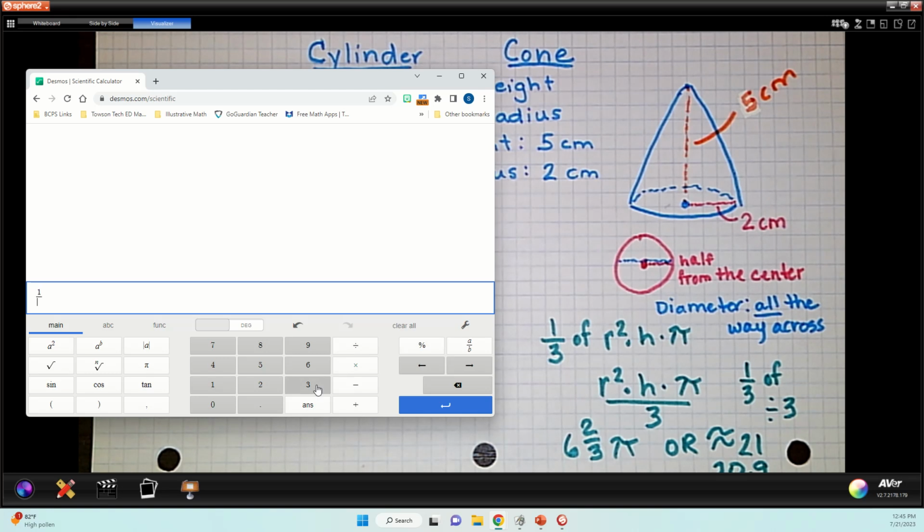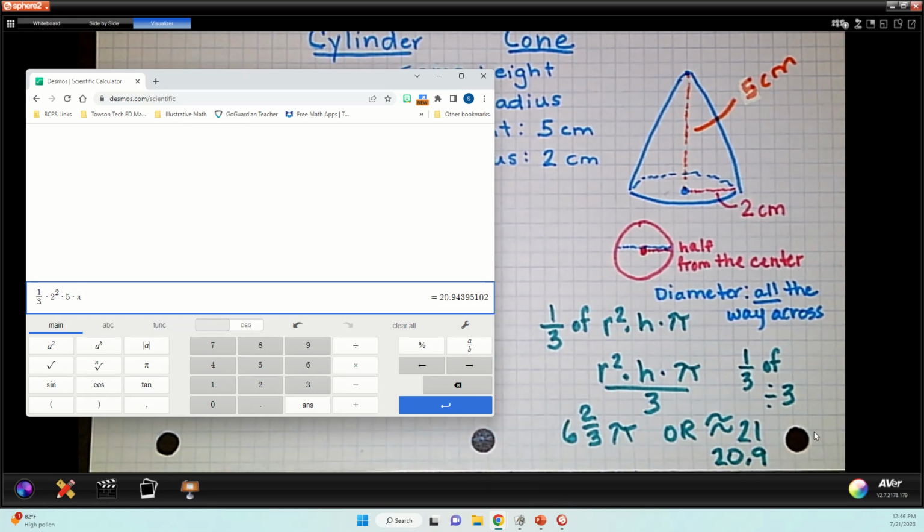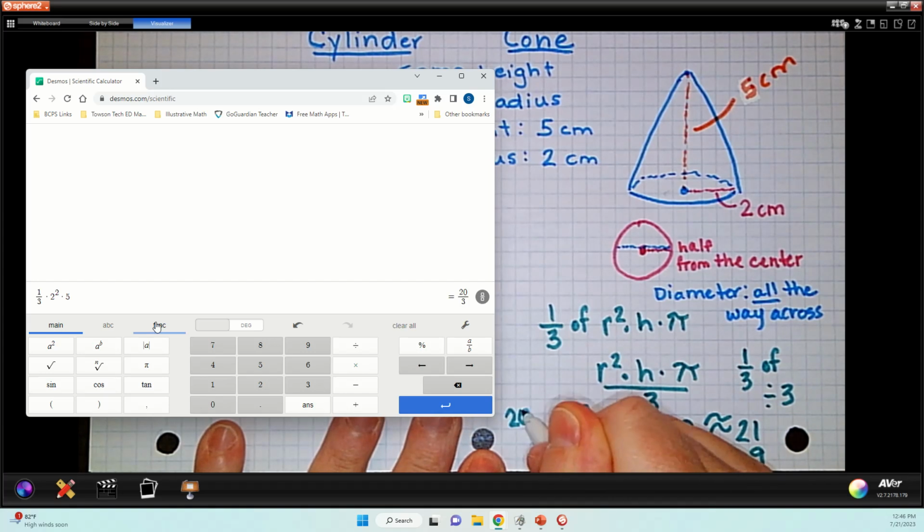Let's do 1/3 times the radius squared times height times pi. 20.94, which is what we estimated as our 20 9/10, or we could round this up to the nearest whole number and say the answer is 21. Now, if I want to leave it in terms of pi, I can take out that decimal and see that I have 6.6666667, which is a repeating decimal for 20 divided by 3, or 20/3. And that would be another acceptable answer, 20/3 pi.